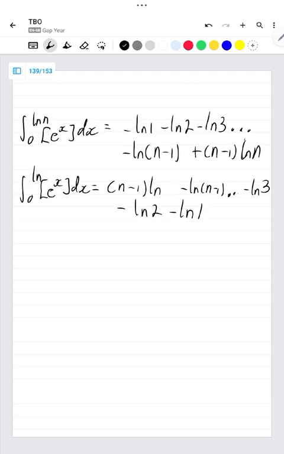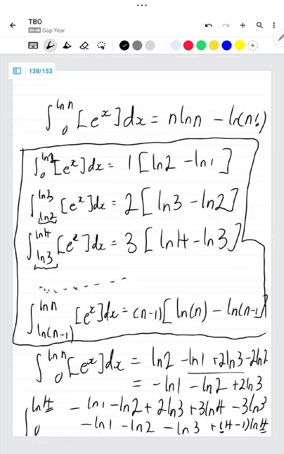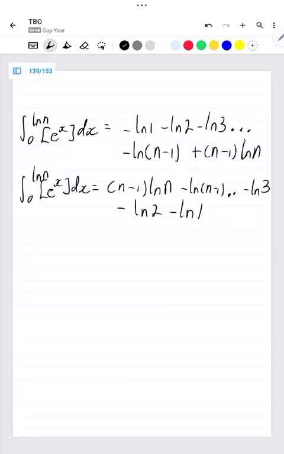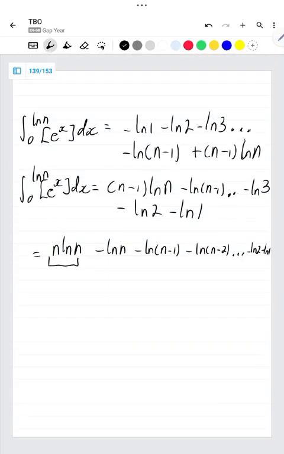Let me write it out because it's easier to visualize if you have the things there. Oh sorry, that's minus log n minus 1 log n. Yeah, that's n there. Now what? Okay, so that'll be n log n minus log n minus log n minus 1, then minus log n minus 2, and so on, minus log 2 minus log 1. I want to include minus log 3 because it kind of works. Okay, so we got the first part.